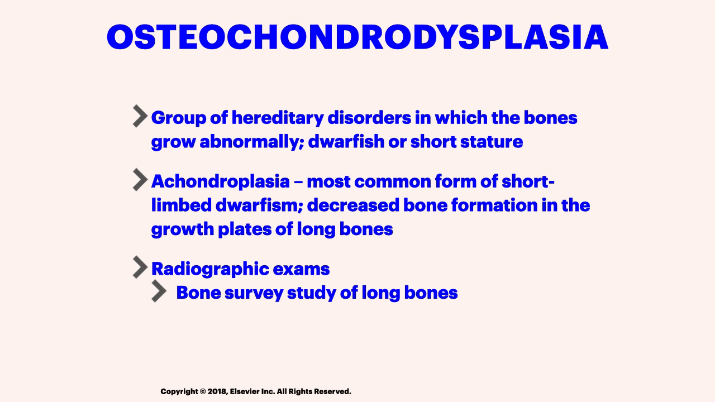Osteochondrodysplasia. It's a group of hereditary disorders in which the bones grow abnormally, causing dwarfism or short stature. Achondroplasia, the most common form of short-limbed dwarfism, decreased bone formation in the growth plates of long bones. You're going to perform a bone survey study of the long bones.